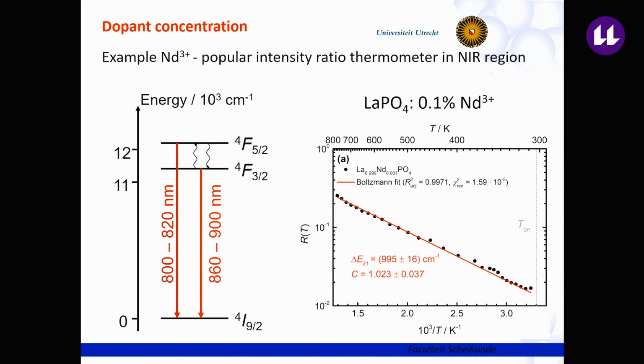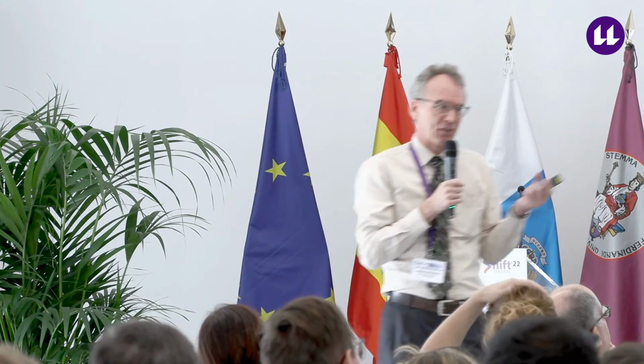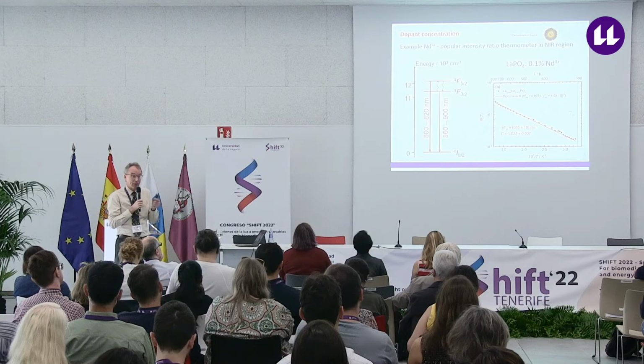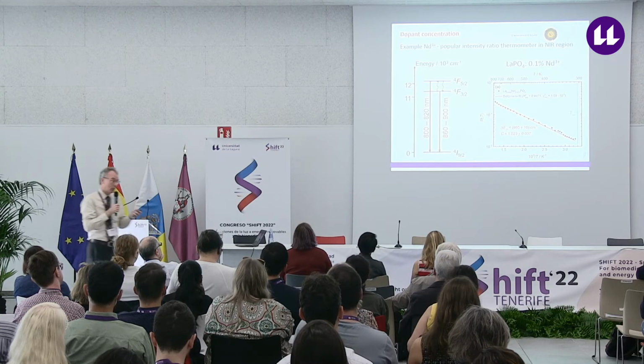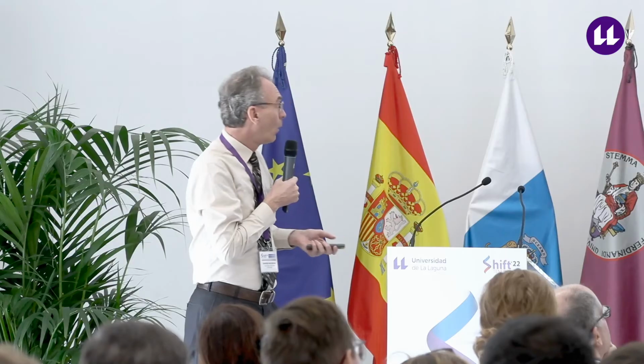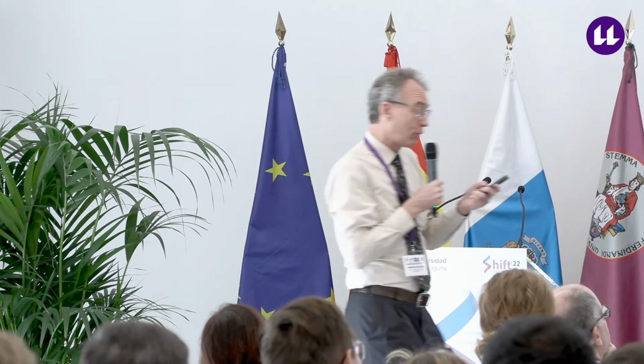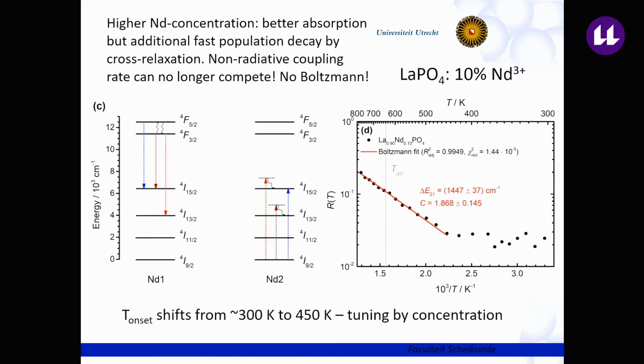but of course 0.1% is a very low concentration, absorption is low, so you get a pretty weak signal, so then you think, let's increase the concentration, we go to 1 or 2 or 5% neodymium. Well, then a problem arises, because if you go to those higher concentrations, cross-relaxation sets in, where one neodymium ion can transfer part of its energy to a neighboring ion. For example, this process, 4F5/2 to 4F15/2, is resonant with the 4I9/2 to 4I15/2 absorption on a neighboring neodymium. And that means that the population decay of those levels becomes much faster.